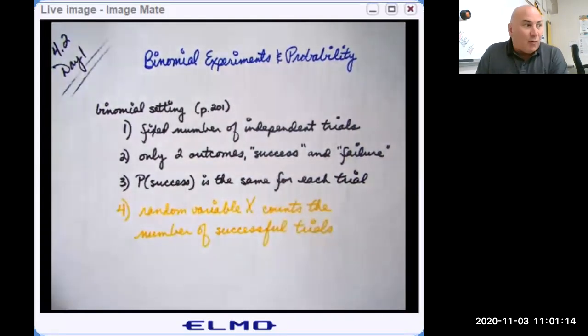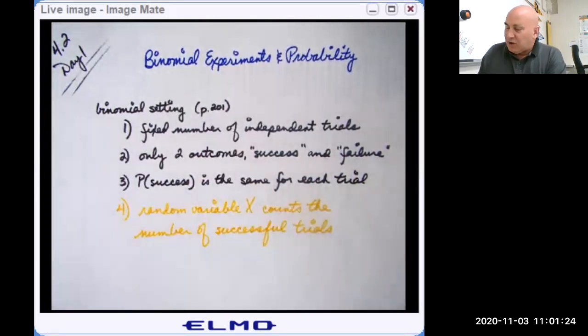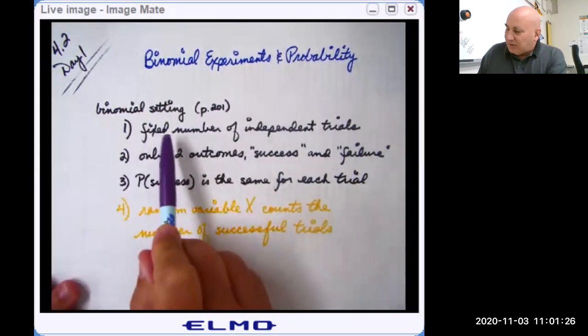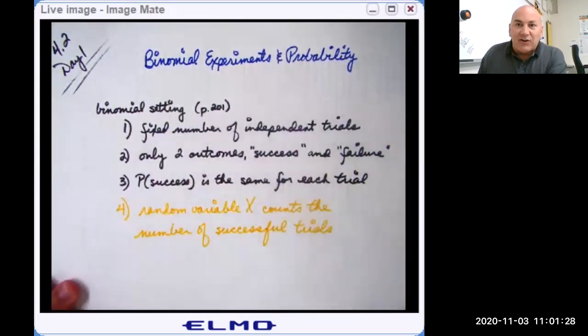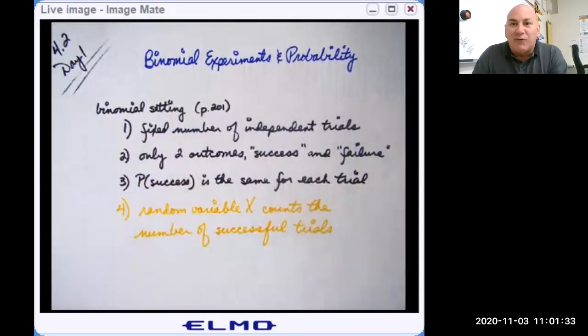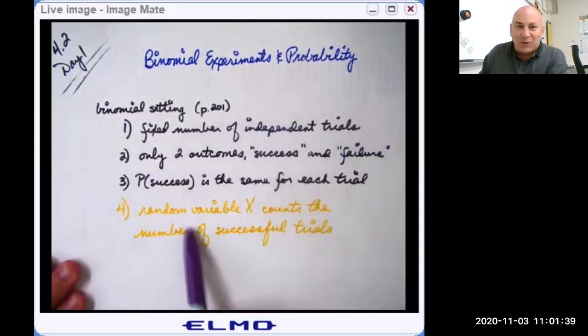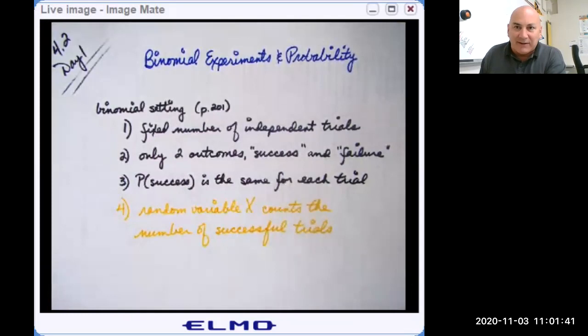So there are 4 conditions that have to be met before we have a binomial experiment or a binomial setting. And these are listed on page 201 of your book. In many books, this and this are considered 2 requirements, then this and this. So we always say there are 4 conditions for a binomial experiment. This book combined these 2 and then kind of sort of created this 4th one out of thin air.